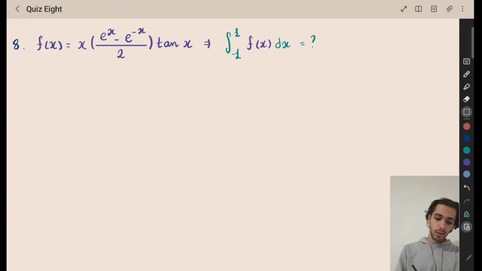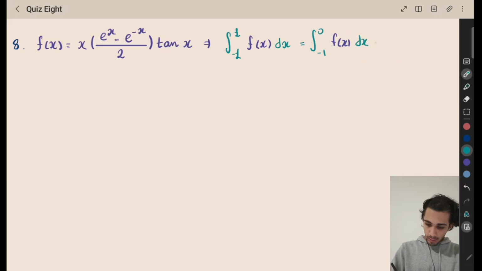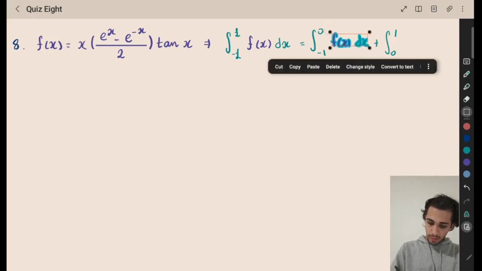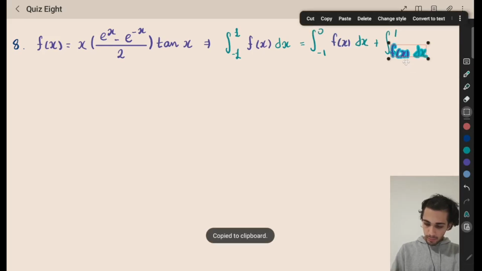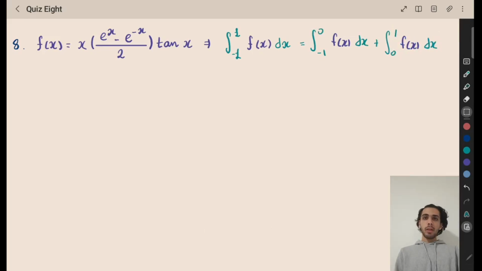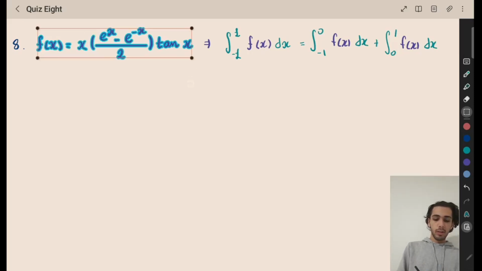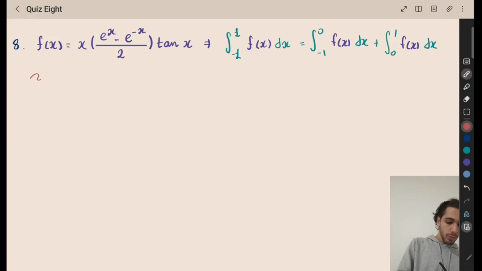First thing I want you to notice is that this interval is symmetric. Then I can probably write this as the integral from -1 to 0 of f of x dx plus the integral from 0 to 1 of the same thing. And then I want to make a certain specific claim about this function.